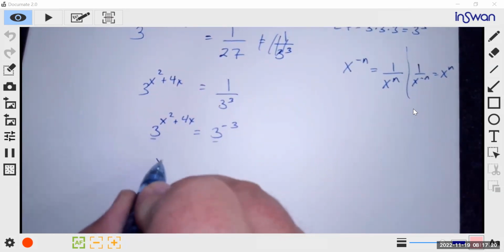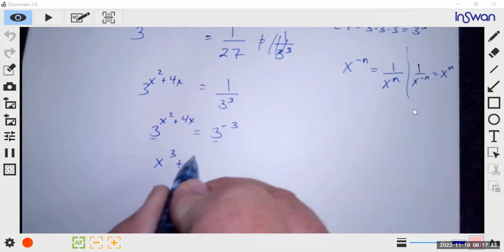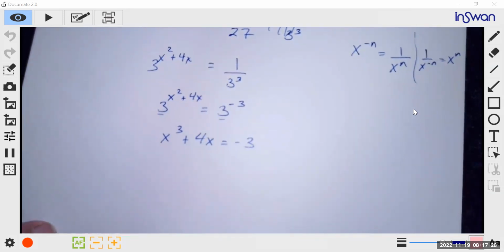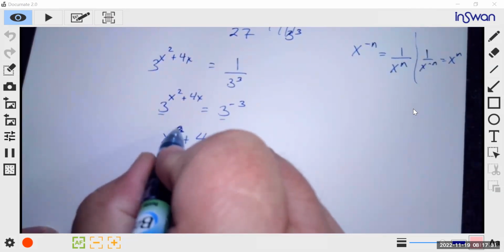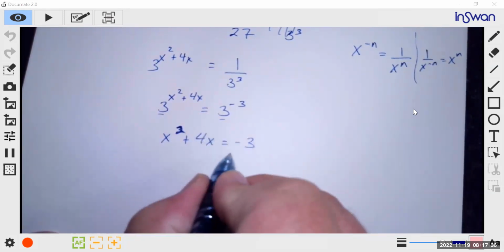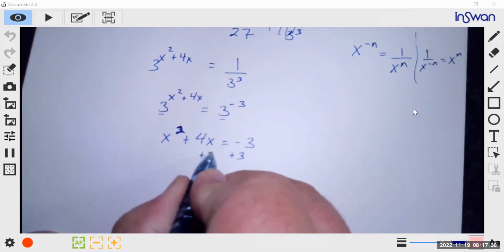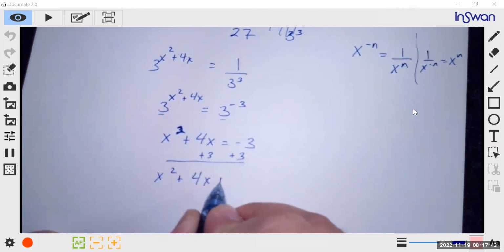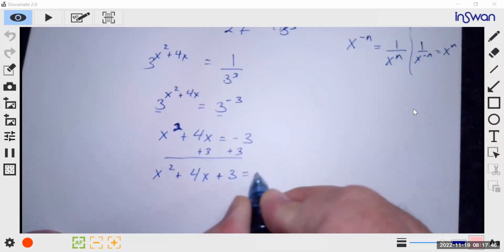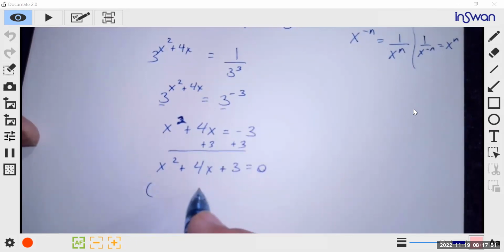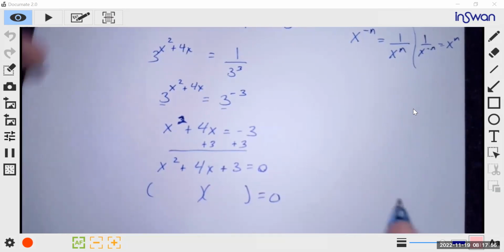We have the same bases, so we set the exponents equal to each other. Oop, that's a square. Quadratic, so it has to equal 0, so we have to add 3 to both sides. x squared plus 4x plus 3 equals 0. It's quadratic, so we can try to factor it. Remember, if you can't factor it, then use the quadratic formula. That always works.